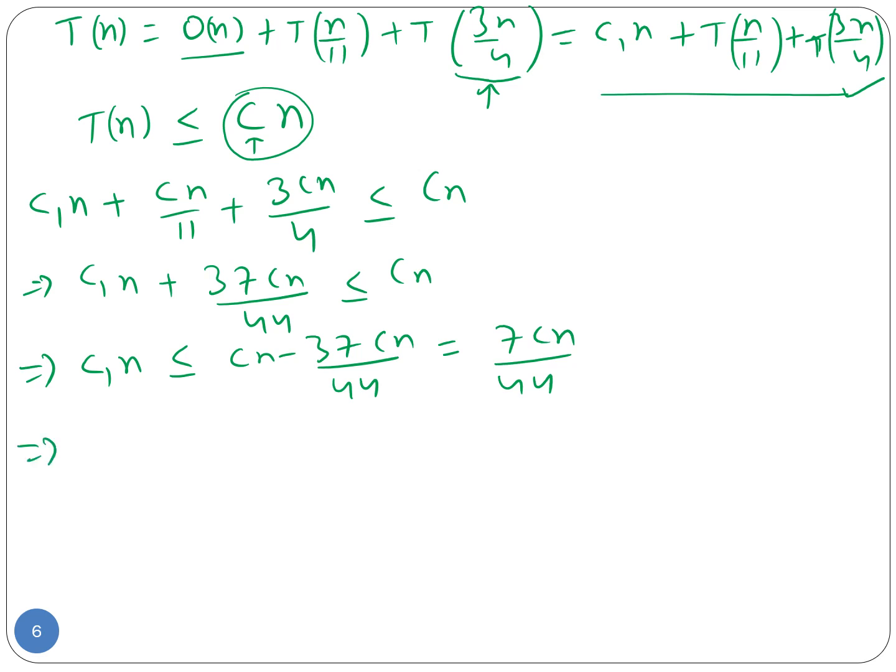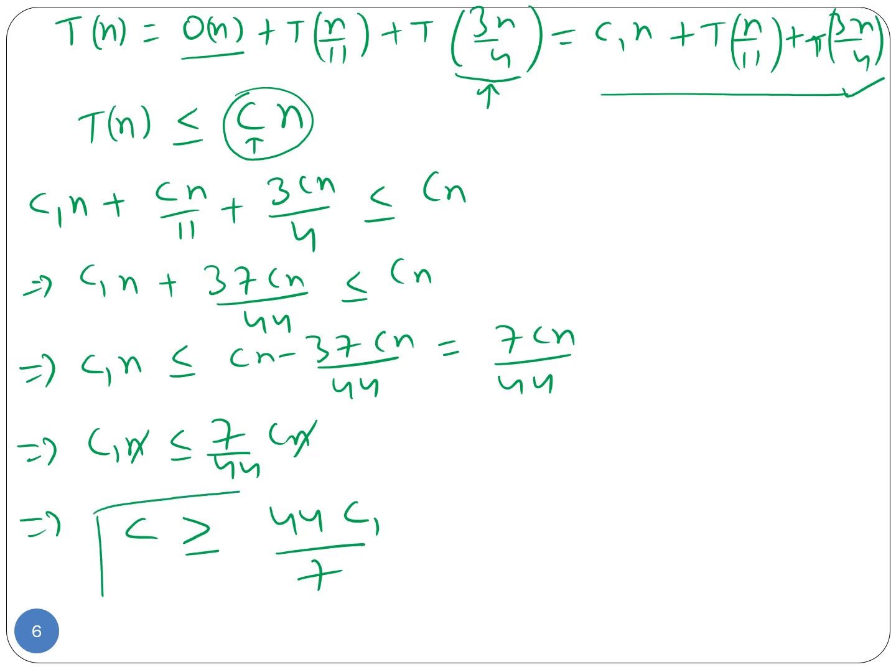Now we have basically C1n is less than or equal to 7 upon 44 Cn. So this n and this n cancel out, and this basically implies that C should be greater than or equal to 44 C1 divided by 7. So for this range of constant C, the recurrence is going to be linear, right? So this basically shows that even if we partition the original array into n by 11 groups of 11 elements each, we still have the linear median finding algorithm.